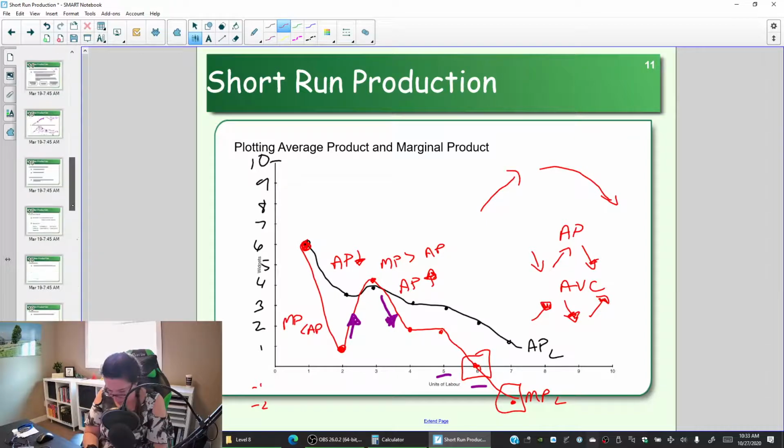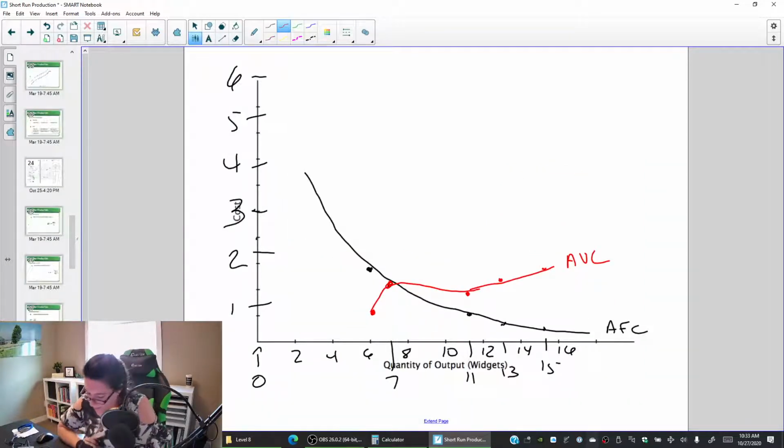So if we go back to our graph here, what do we notice? Our average variable cost goes up and then down and then up again. So notice it's the opposite of the average product. So how able we are to spread the cost of the workers across the number of units depends on how much we can get out of the workers, how productive they are. Okay.